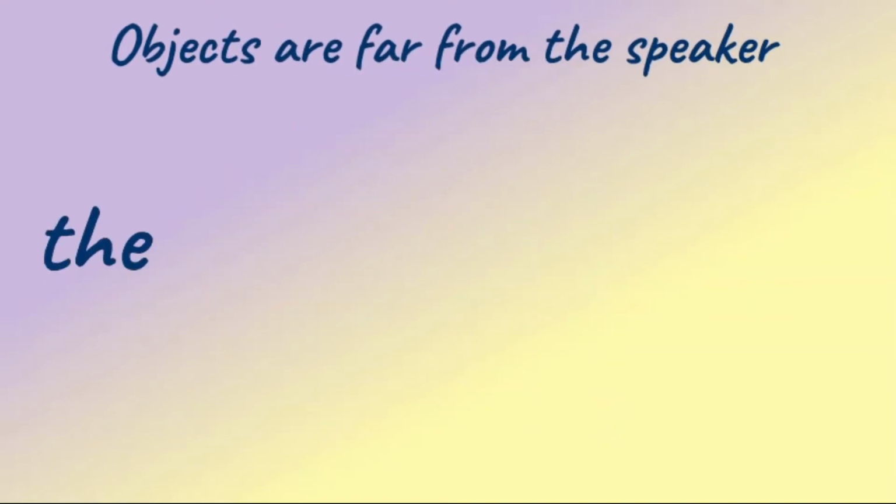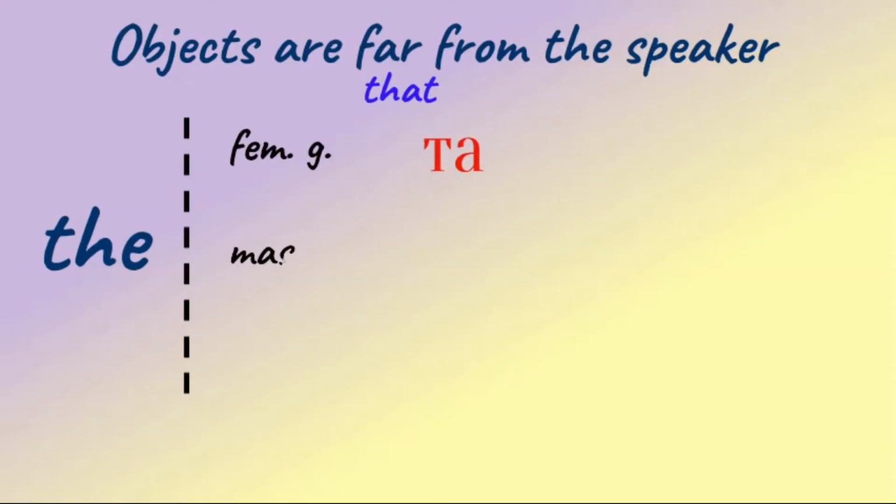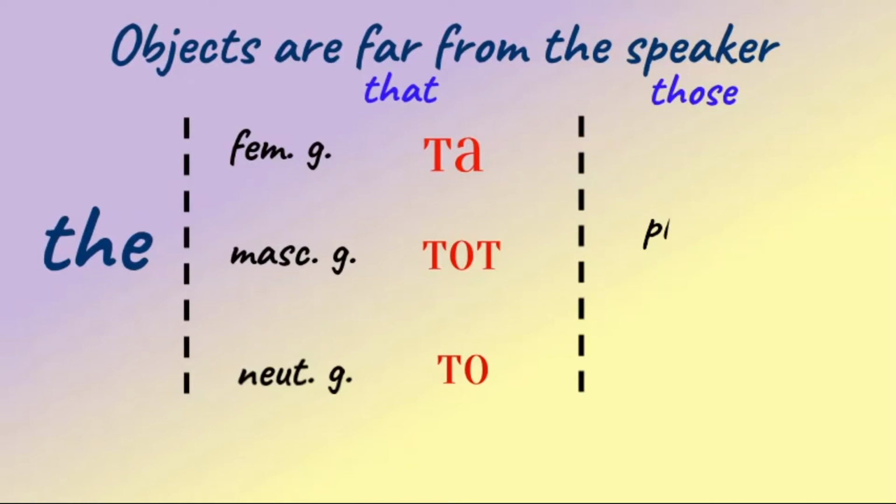Objects far from the speaker: feminine gender – та, masculine gender – тот, and neuter – то. And for plural nouns – те. Та, тот, то, те.